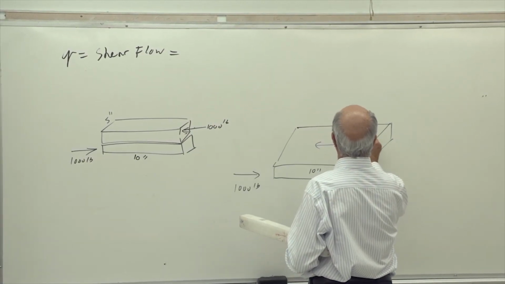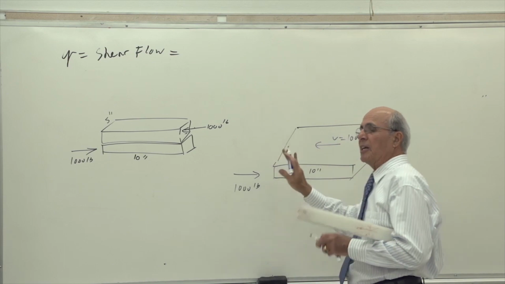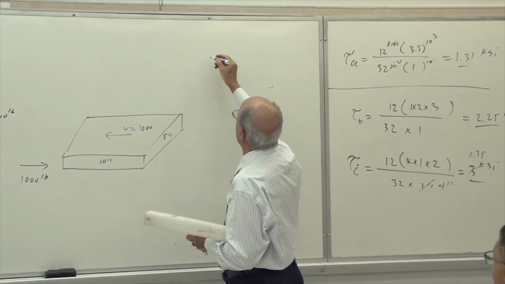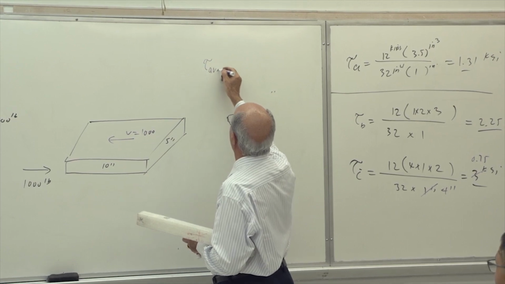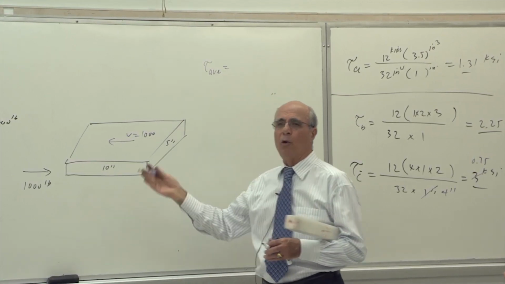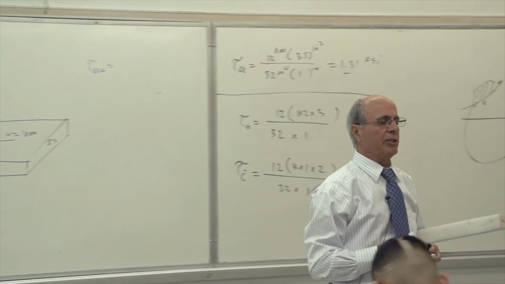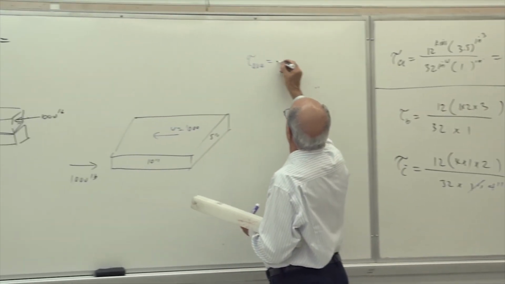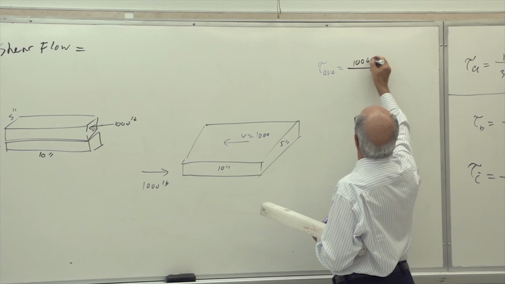Now, what is the shear stress in here, assuming it is the average, not the other formula? What's tau average here? I put it in color. What's tau average equal to? Force over area, correct? So how much force do I have? 1,000 pounds. How much area do we have?